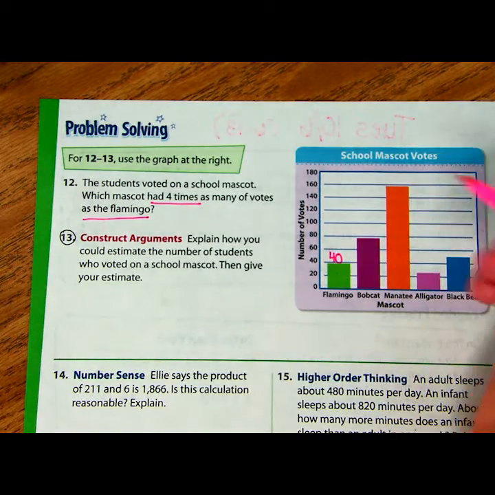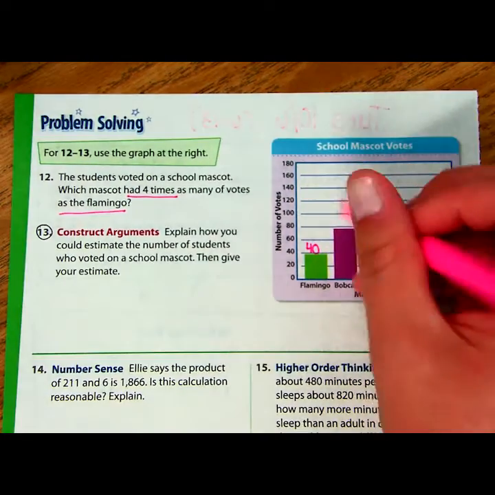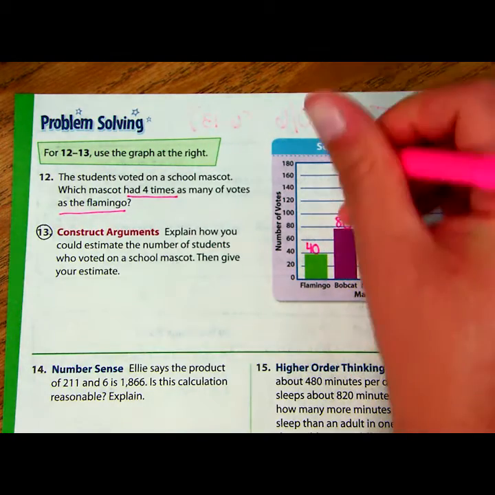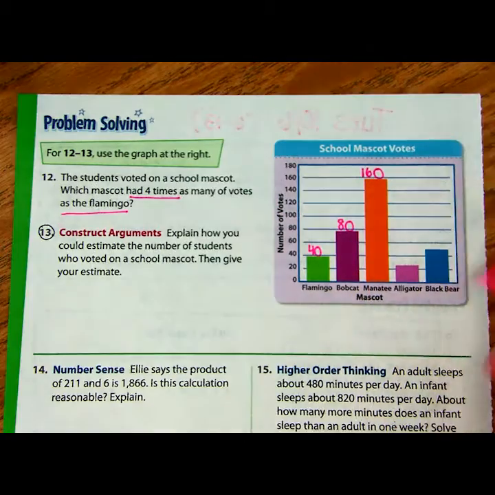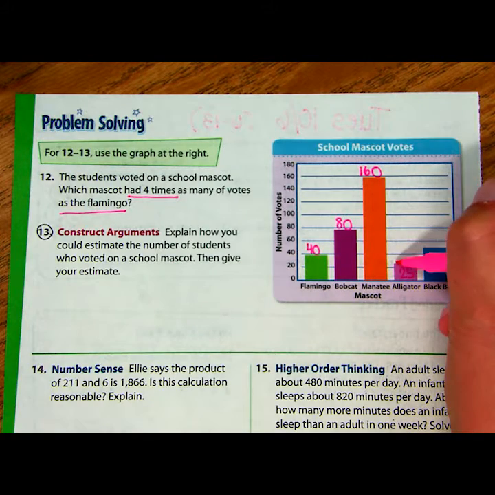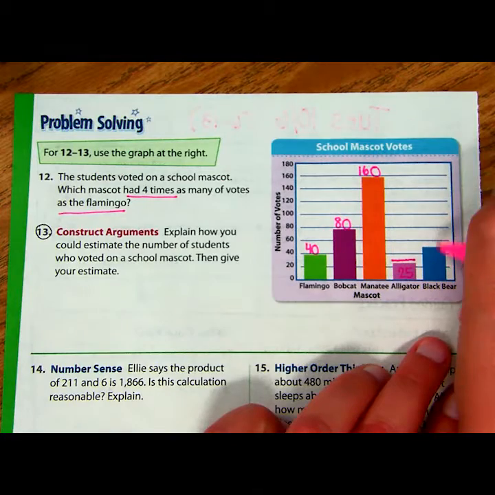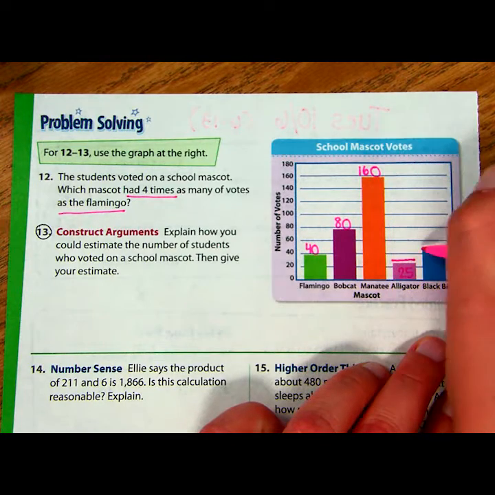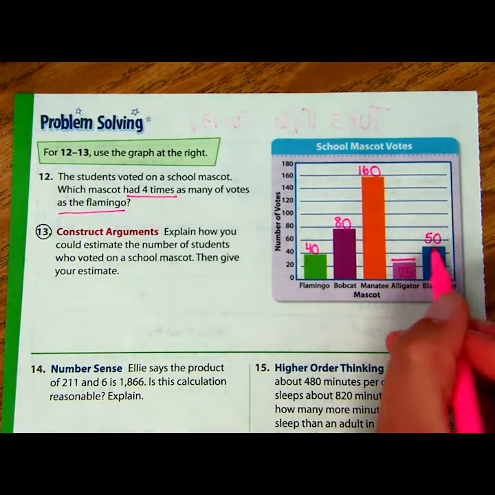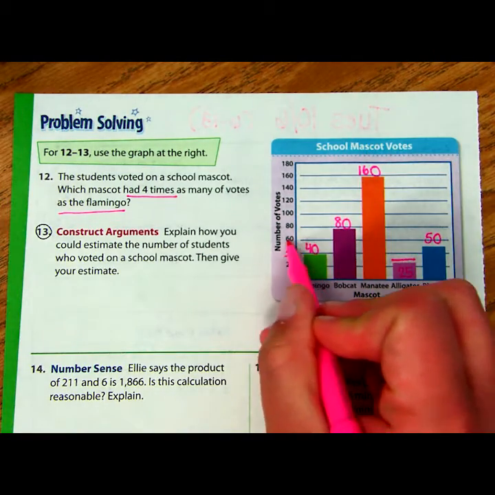I like to fill in all of them when I look at a chart like this. The bobcat had 80. The manatee had 160. The alligator looks like it had about 25 maybe. It's kind of right, it's not quite in the middle. I think in the middle it would be like right here for 30. And then the black bear, this one looks right in the middle, so it should be about 50, because 50 comes between 40 and 60.